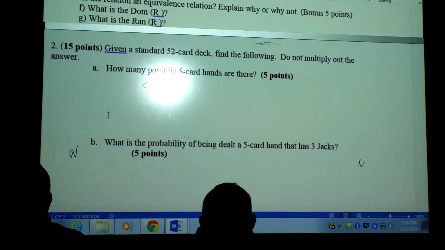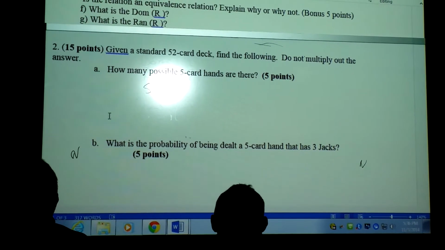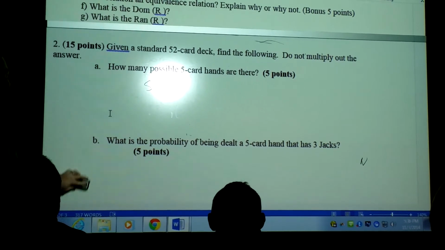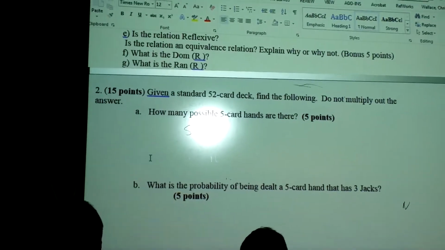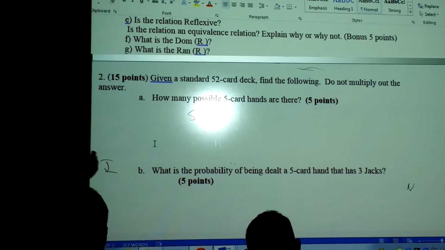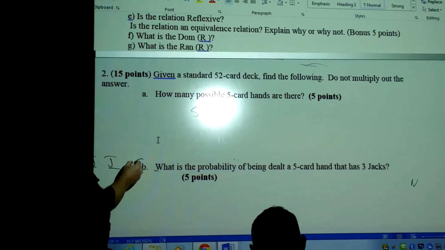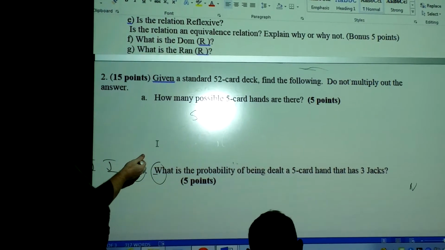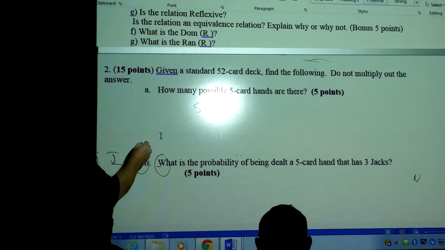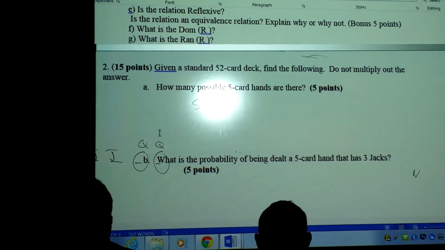So you got that one wrong. What's the probability of having 3 jacks? So you need 3 jacks, and that means these other 2 cards aren't jacks, right? And they also wouldn't be the same kind, because if you had a queen and a queen, what would that be? Full house.